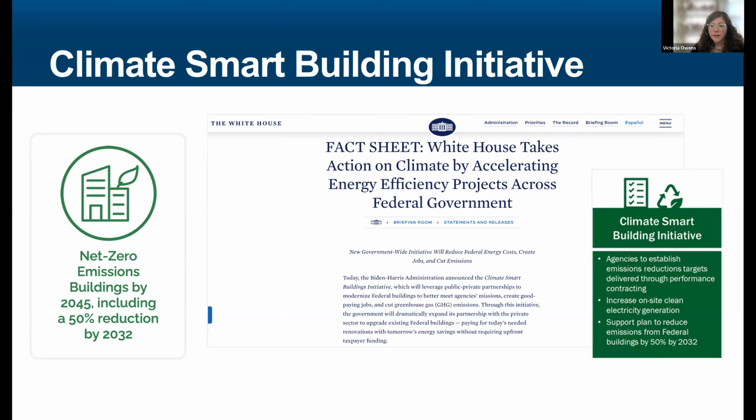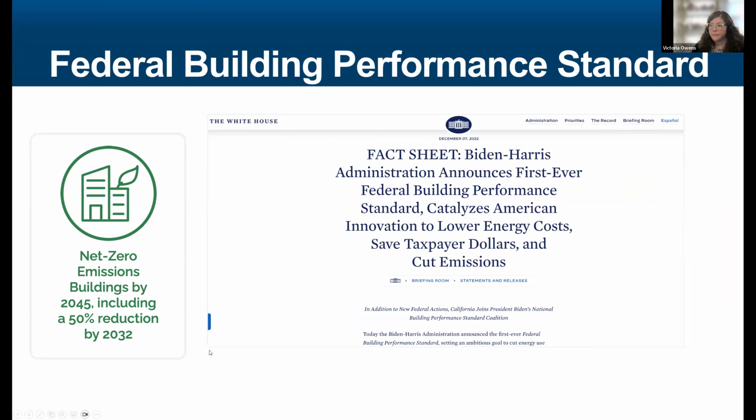So that's where the procurement requirements and the product clean labels, for example, are going to be important in taking advantage of those increased public-private partnerships. And this is just a bit about the press release for this particular item as well. And the Federal Building Performance Standard, which is going to feed into the ability for those agencies to meet the net zero emissions target. And this building performance standard is the kind of thing that's going to get incorporated into probably state and local building codes.